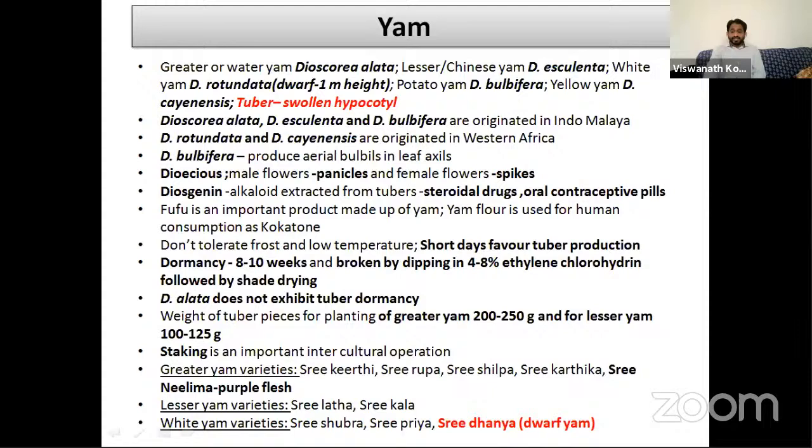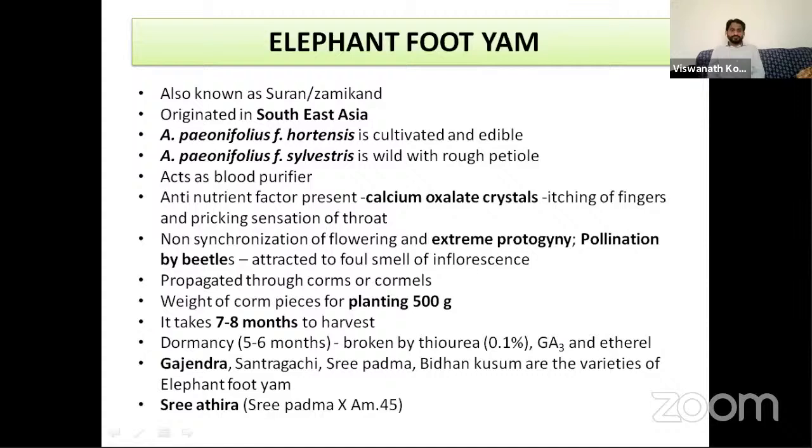Another important crop is the elephant foot yam. It is also known as Suran and Jamikand. It is also popular in East India, especially in Bengal and Bihar. There are two types of elephant foot yam. Amorphophallus paeoniifolius form hortensis is cultivated and edible, and form sylvestris is wild.